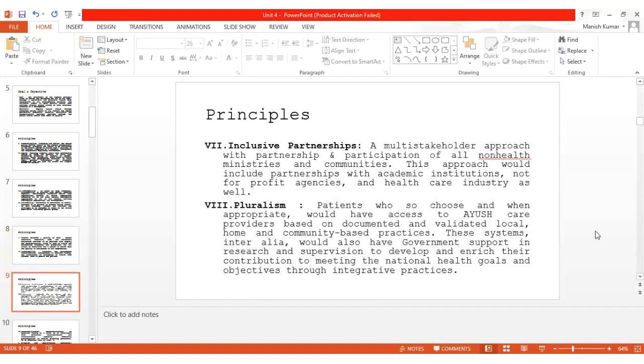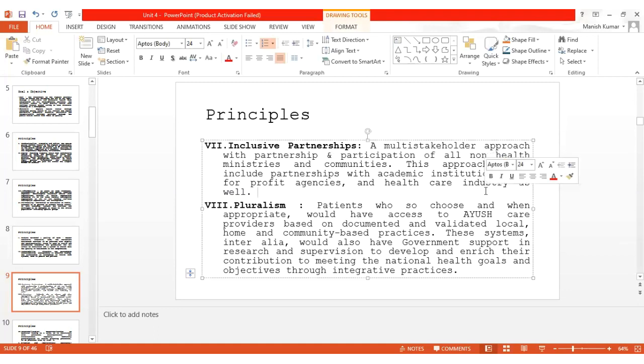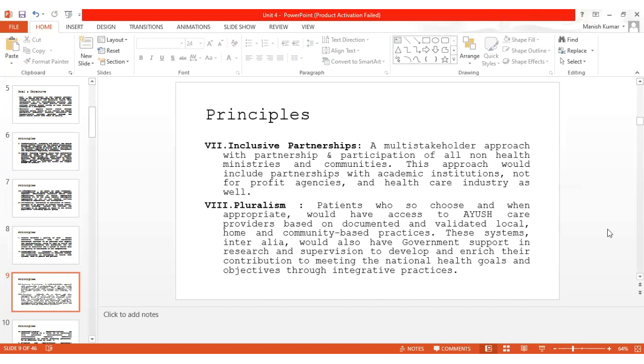The seventh one is inclusive partnership. There are multiple stakeholders, and their participation is equally important. And then I said there is convergence of multiple departments. They can be non-health ministries also, and when stakeholders are there, their communities also. There should be partnership within departments, partnership from the community, and involvement of not-for-profit organizations. The national health policy talks about this inclusive partnership, which will be for the betterment of the health of the community.